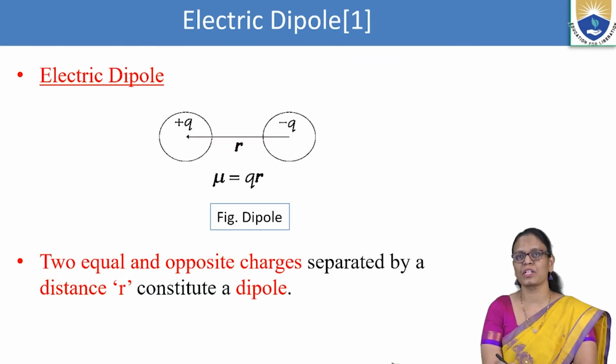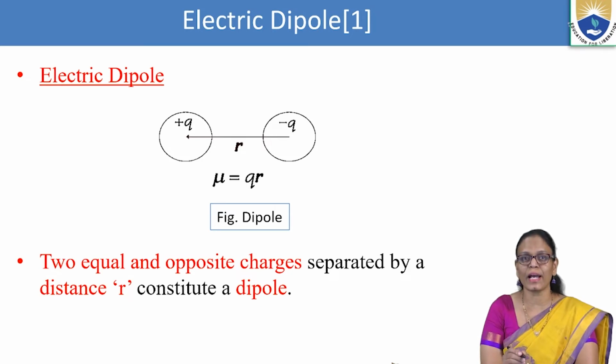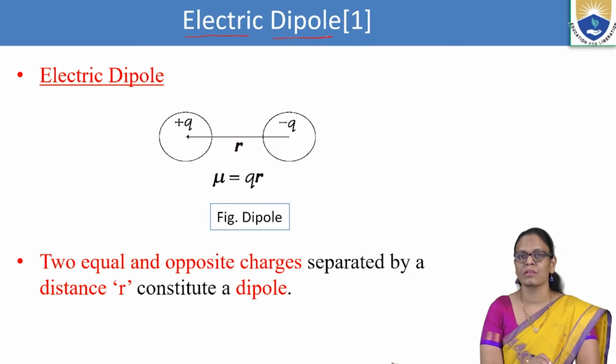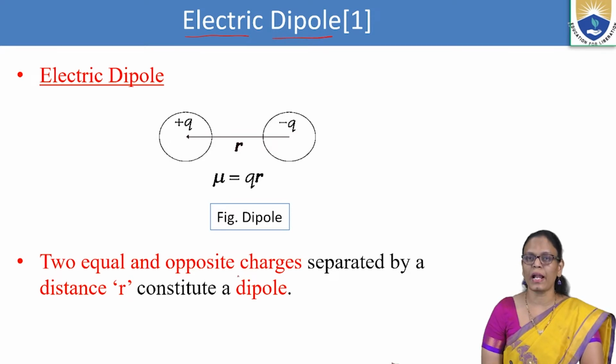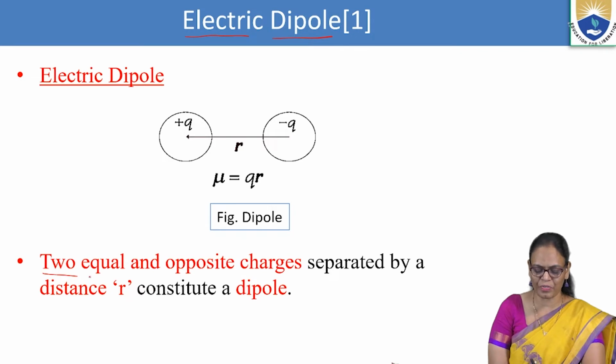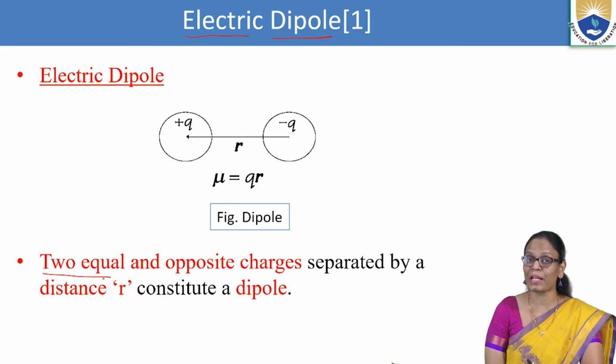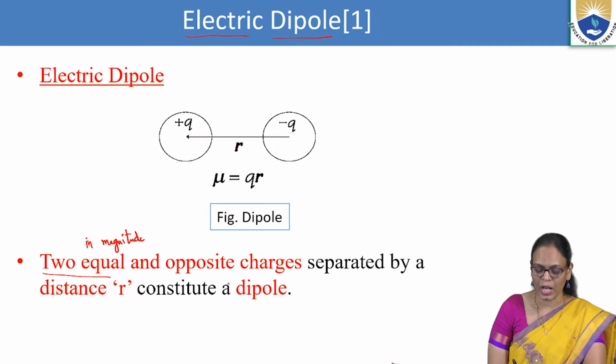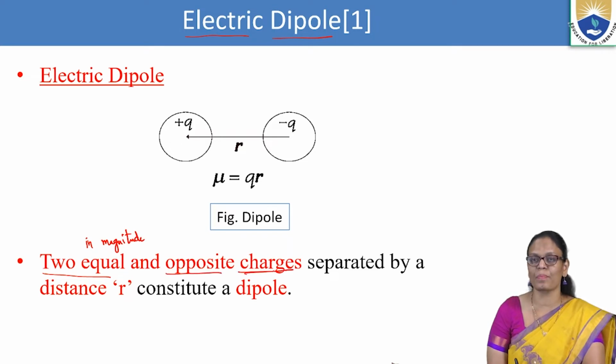Now, coming to the definitions, first we are going to see what an electric dipole is. Electric dipole: two equal and opposite charges separated by a distance r constitute a dipole. Very simple definition. Two equal charges means equal in magnitude and opposite. The charges should be opposite and separated by a distance r, and that forms a dipole.